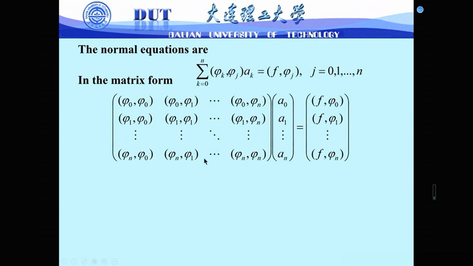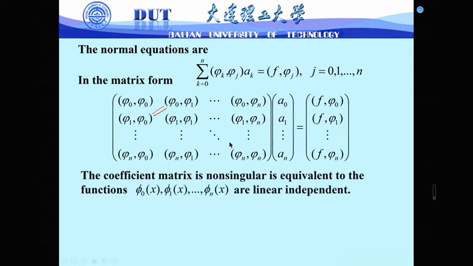Actually, you can see this is a symmetric matrix. Now you see these two terms, phi 0 in the product phi 1, and phi 1 in the product phi 0. So they are the same number, right? It's okay? And also you see the diagonal elements, phi 0 phi 0, phi 1 phi 1, phi n phi n. It's okay? So these are also norms of functions. And also the right-hand term, f phi j because j is from 0 to n. So, f phi 0, f phi 1 to f phi n.